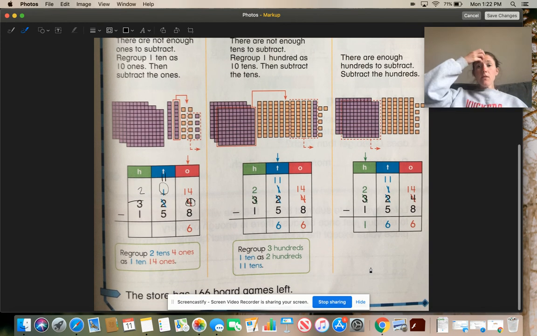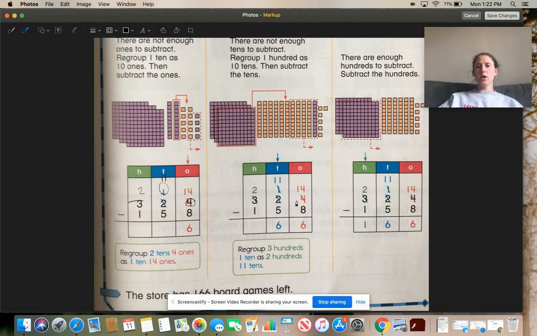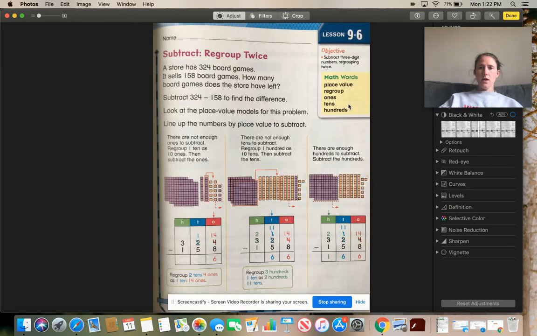So it can be kind of tricky. But if you practice and really pay attention and ask yourself, do I need to regroup? That's the most important part. You just need to ask yourself, do I need to regroup? So this store has 166 board games left. Let's go on to the next page.